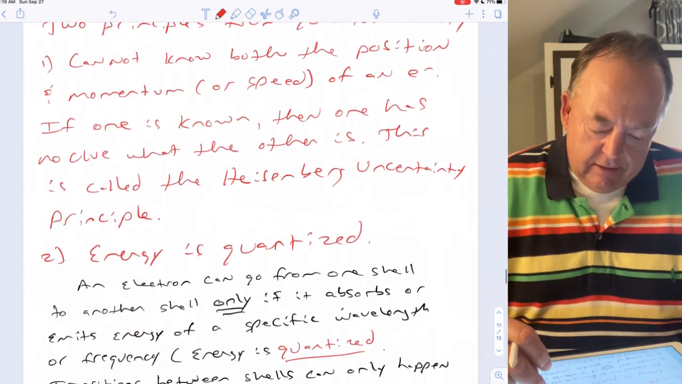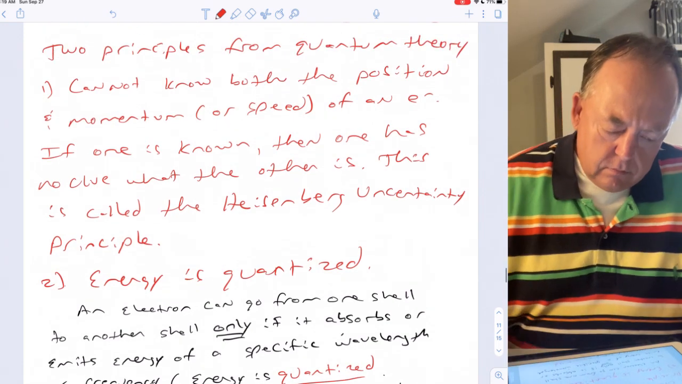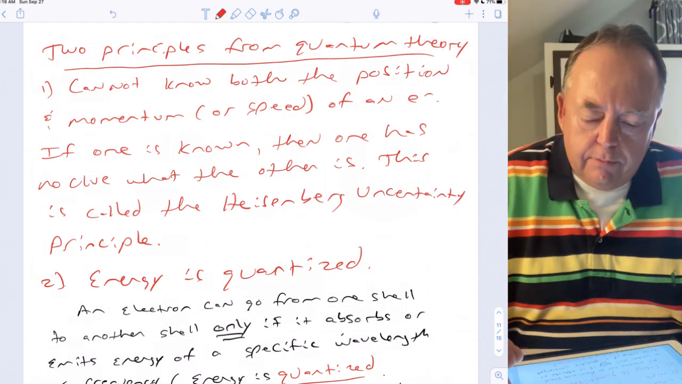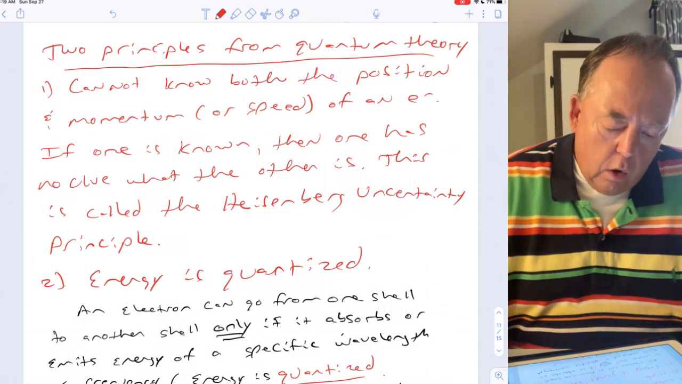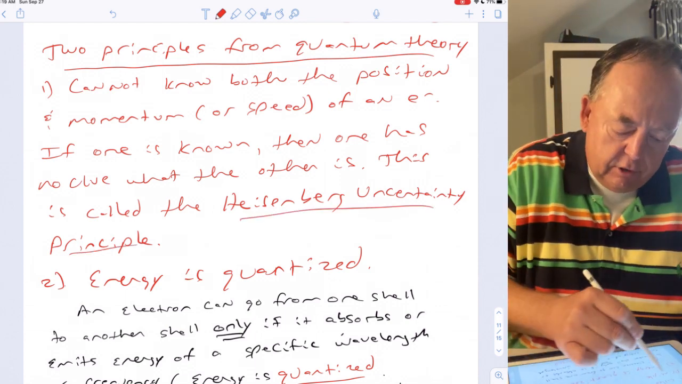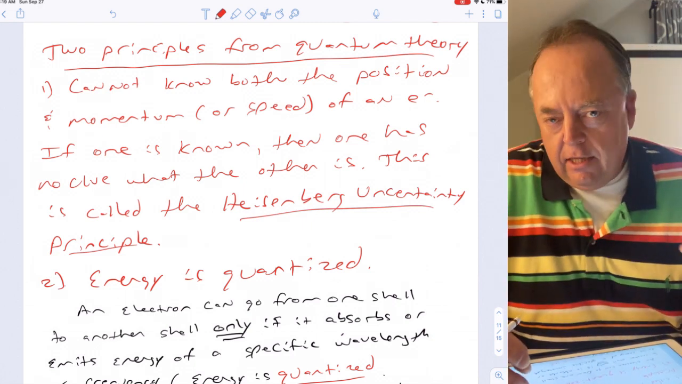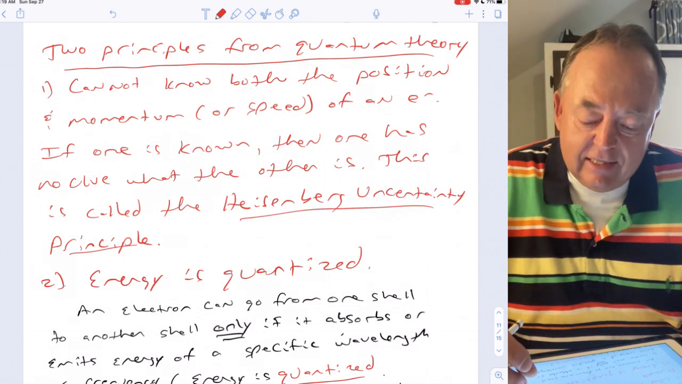Okay, lastly in this lecture we'll cover two fundamental principles from quantum theory. One is what's known as the Heisenberg Uncertainty Principle. Basically what this says is that you cannot know both the position and the momentum or speed of an electron at the same time.